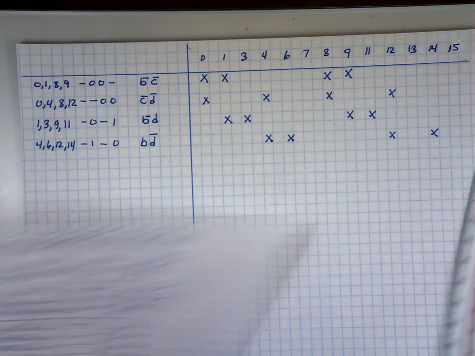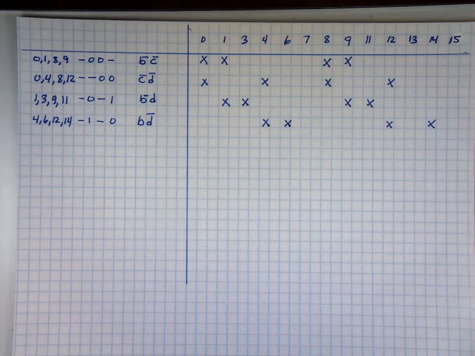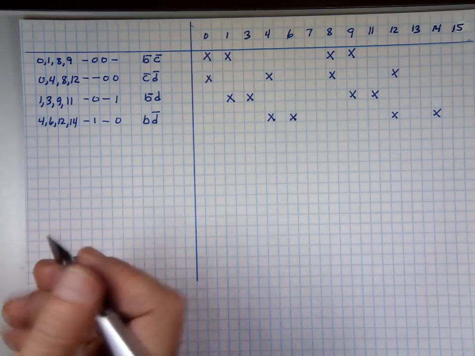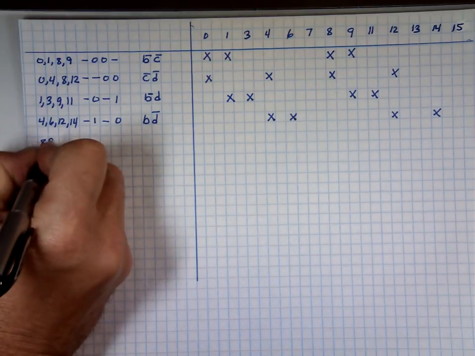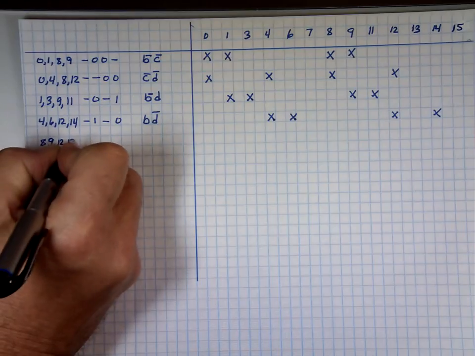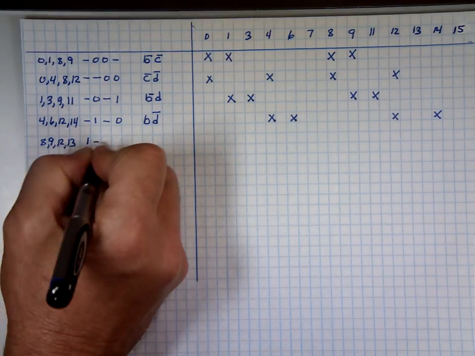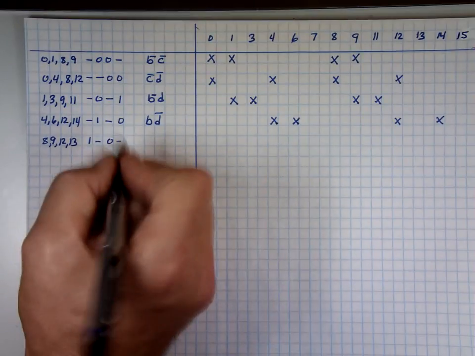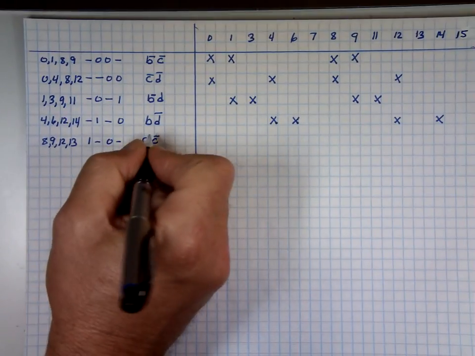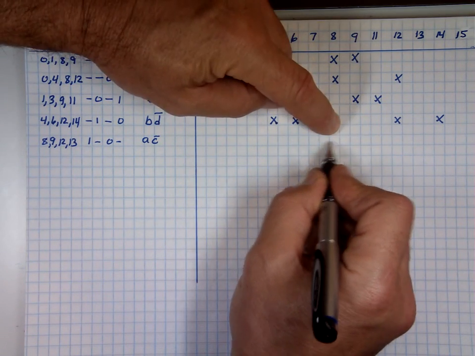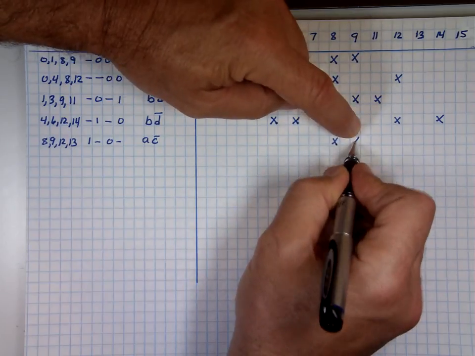Yowza. What's next? 8, 9, 12, 13? 1, dash, 0, dash. A C bar. That covers 8, 9, 12, and 13.